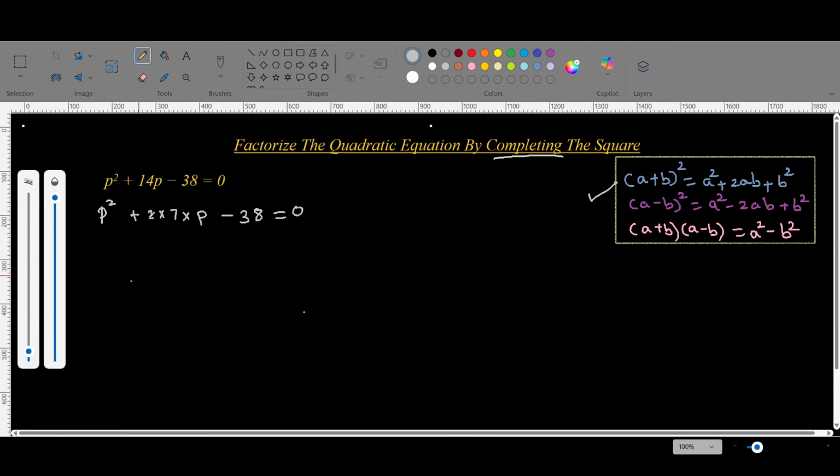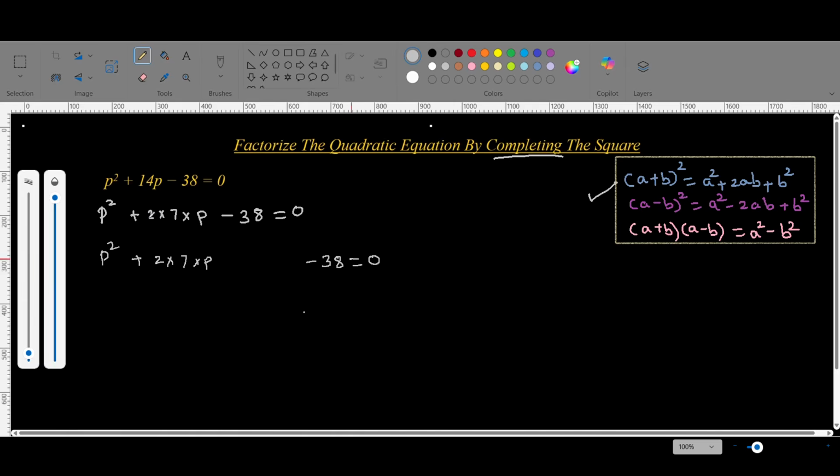Okay, now if we see, we have p squared. Then we have plus 2 into 7 into p. And I'll write this negative 38 a little far away so that I can introduce a certain term without changing the meaning of the given quadratic.